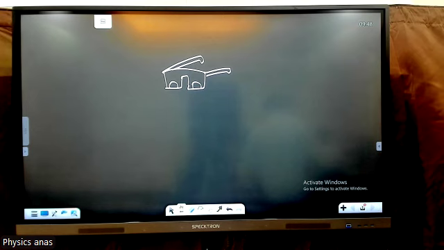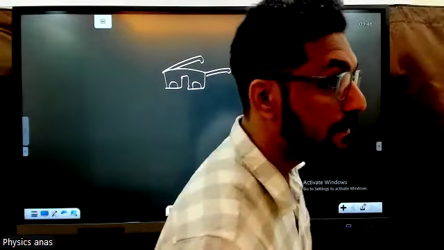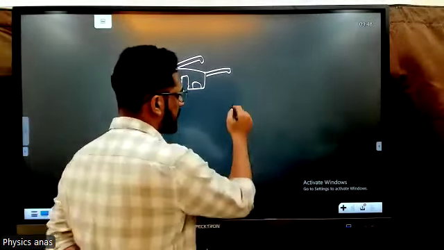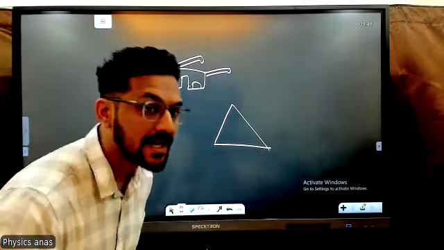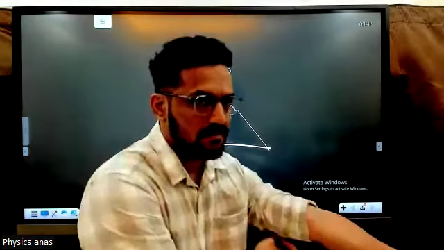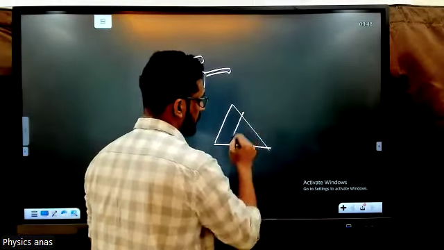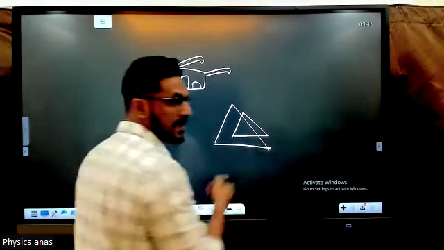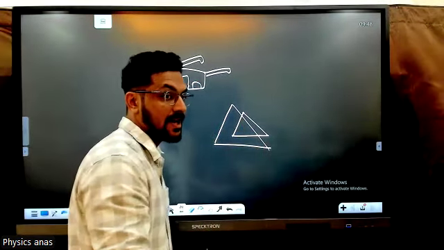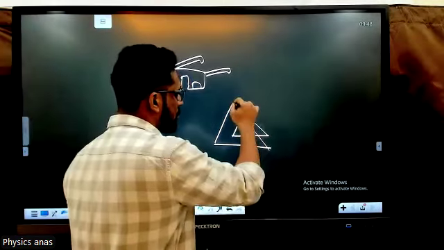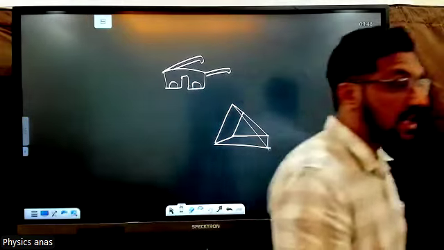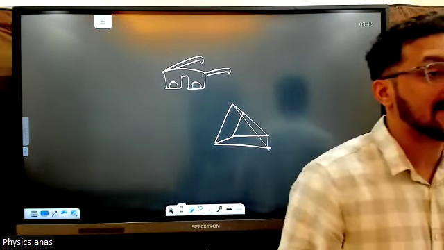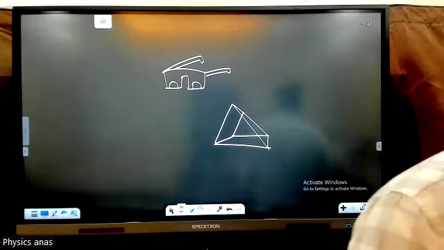Okay. Then we studied the prism. Do you remember that prism? What was a prism? Triangle. Yeah, a prism has two triangular bases and three rectangular lateral surfaces. Two triangular bases and how many? Three rectangular lateral surfaces.